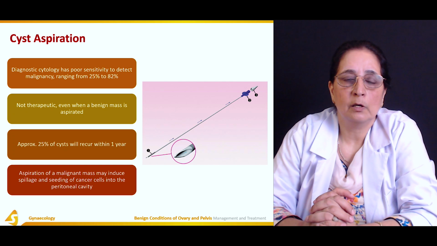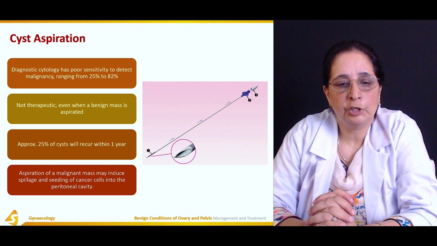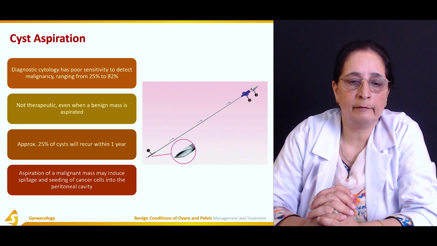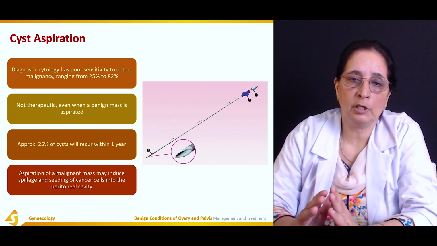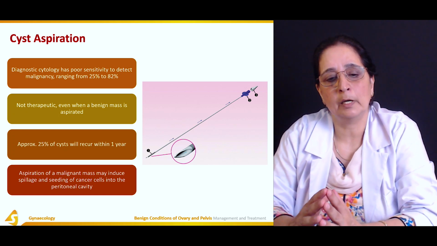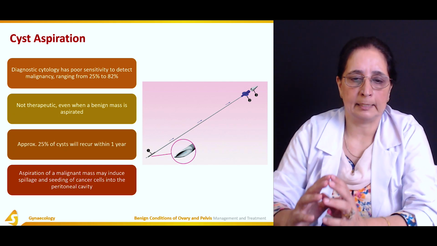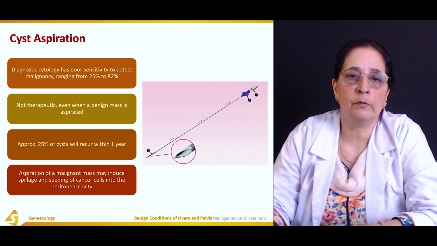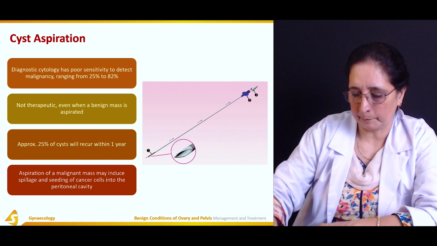Approximately 25% of the cysts reoccur within 1 year, and aspiration of a malignant mass may induce spillage into the peritoneal cavity, and it can lead to seeding of the cancer cells. So aspiration sometimes can even lead to further spread of the cancer into the peritoneal cavity. So the only reason we should aspirate is if it's required for diagnostic purposes. Otherwise, there is no therapeutic purpose of this aspiration.